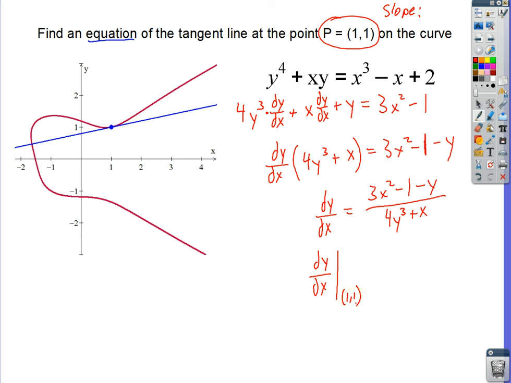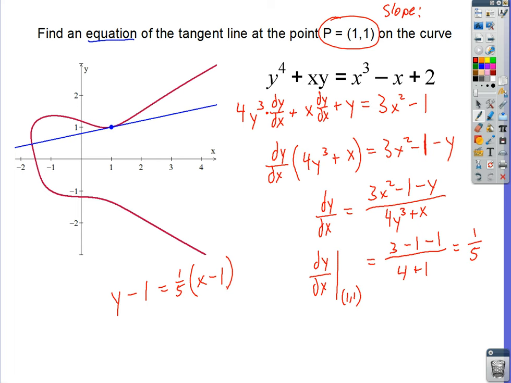And I plug in. So this would be 3 minus 1 minus 1 all over 4 plus 1, which is going to be equal to 1/5. So there's my slope. I have my point. So I get y minus 1 is equal to 1/5 (x minus 1), and I am done. Ta-da! I think that's kind of cool.